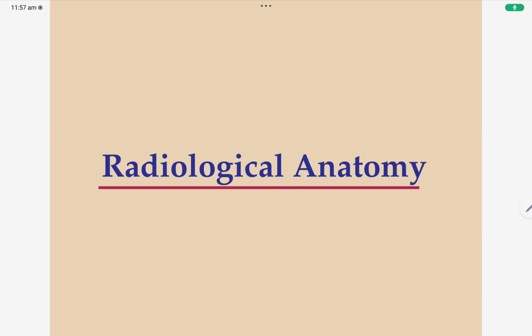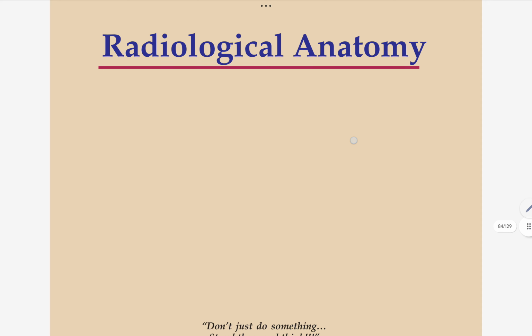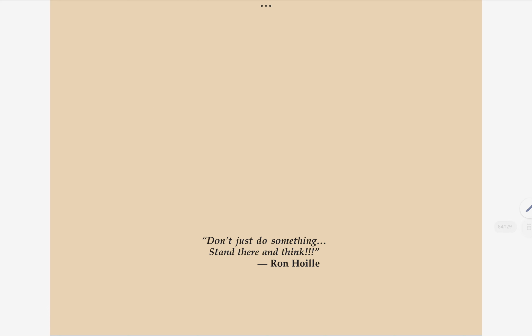Anatomical Principles of Endoscopic Sinus Surgery, a step by step approach by Renuka Bradoo. Radiological Anatomy. Don't just do something, stand there and think.